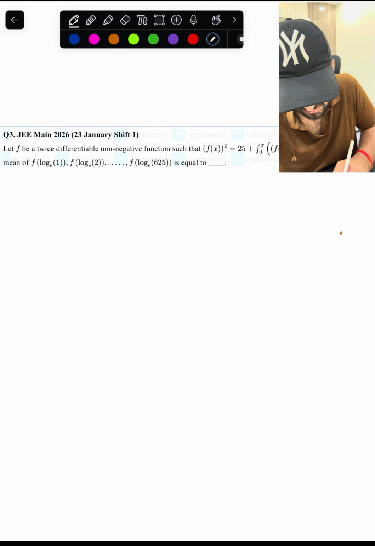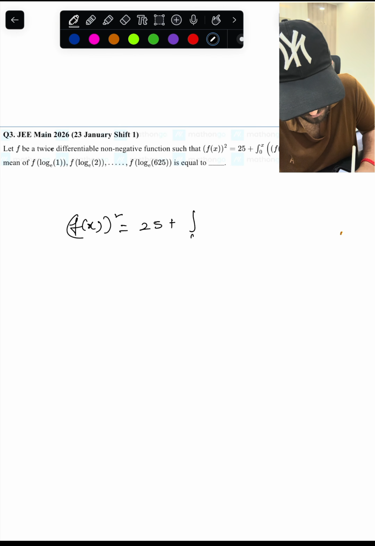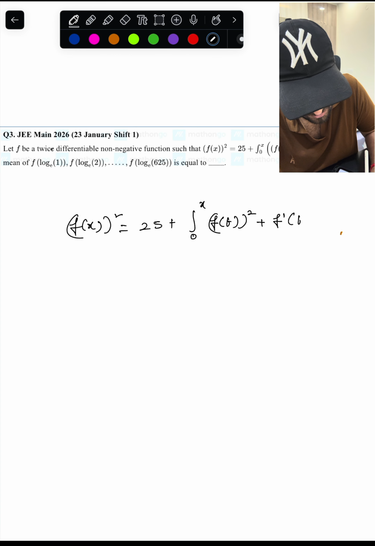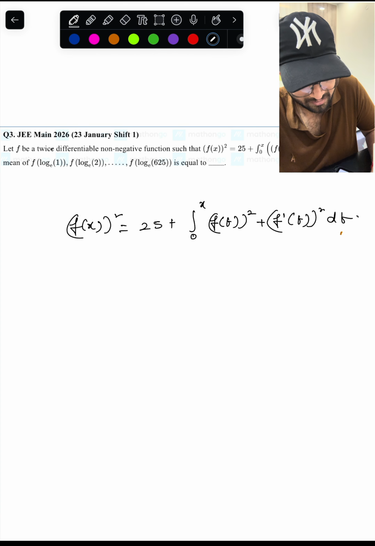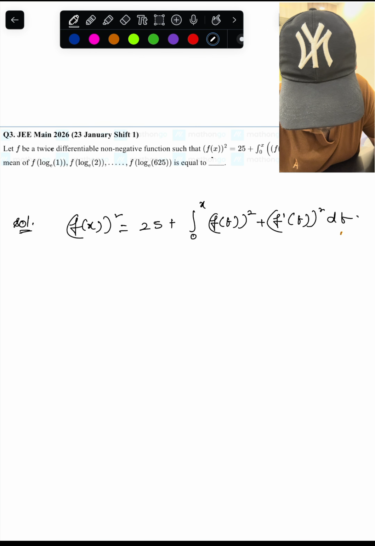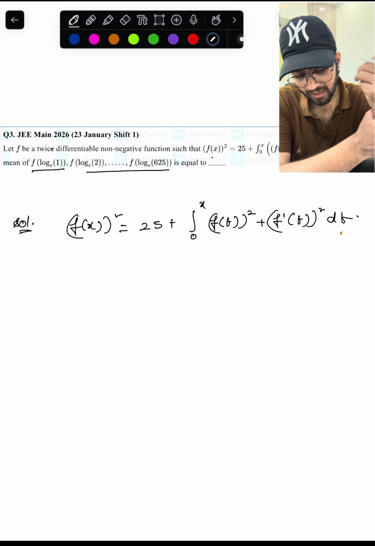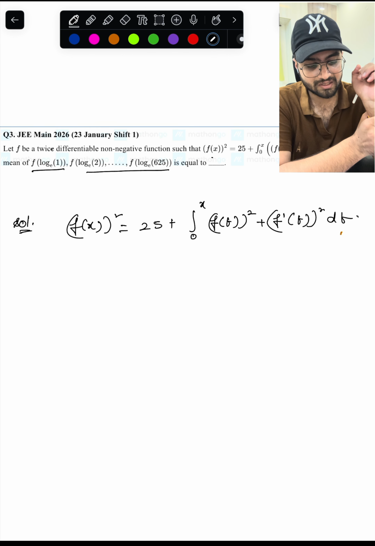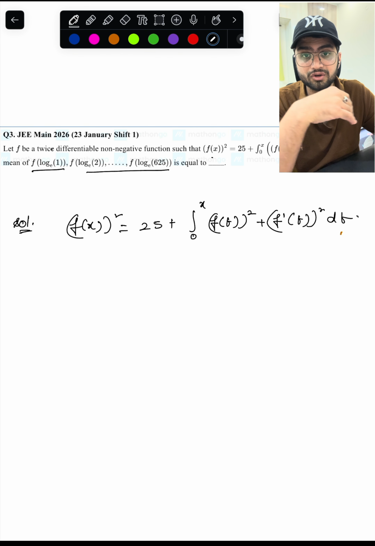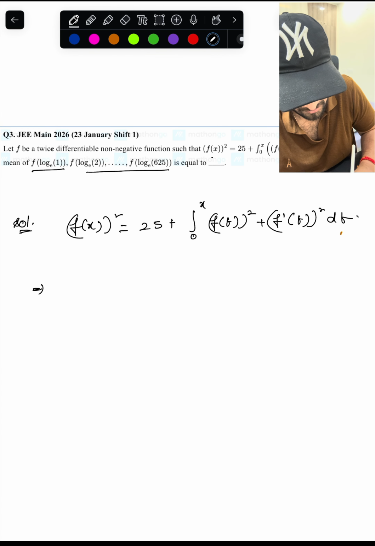Now here the function is given as f of x whole square equals to 25 plus integral 0 to x of f of t whole square plus f dash of t whole square dt, right? So now what I want to do is calculate the value of these particular terms. For that, I need to calculate f of x first of all. So let's solve for f of x. We already know we have to use differentiation, so I will directly differentiate on both sides, right?